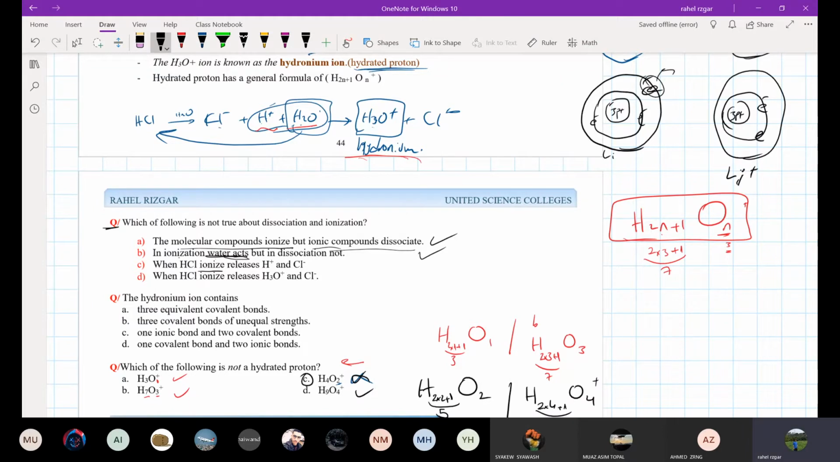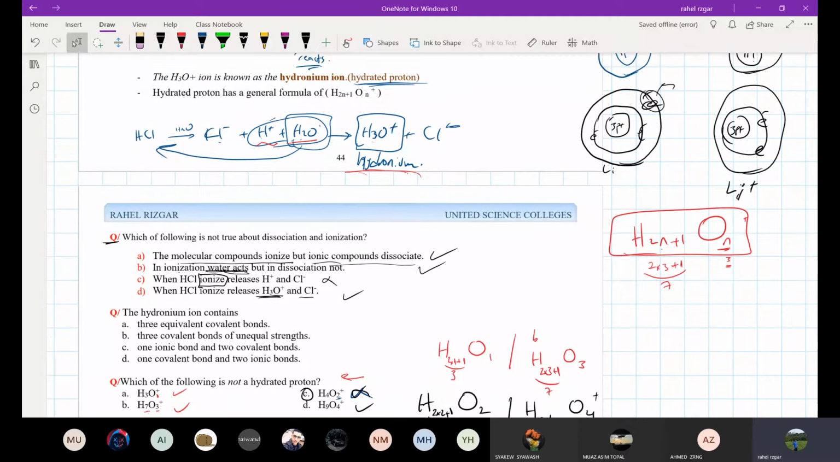When HCl ionizes, it releases H and Cl. No. After ionization, what will be released entirely? After, they will have H3O and Cl. So this one is true, this one is not. Yes, we know in one of the steps there is H and Cl, but the most correct answer is actually H3O and Cl. That's why the answer is C.